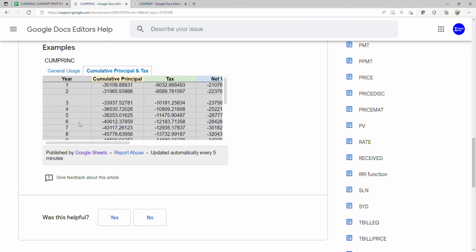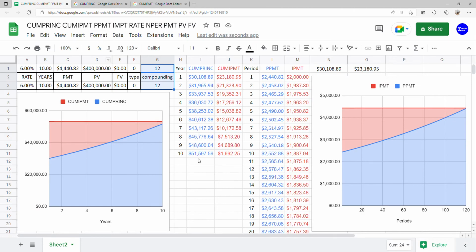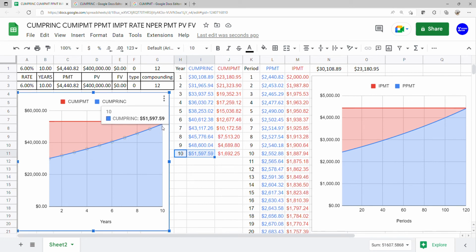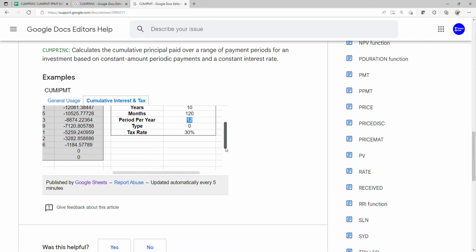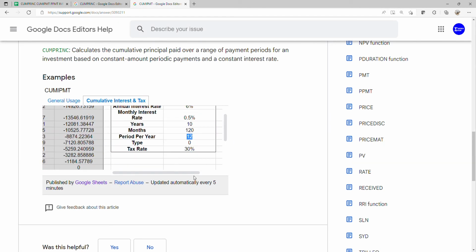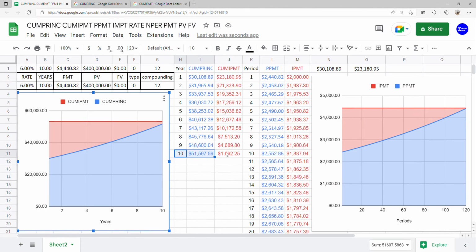The principal. Let's look at the principal on the 10th year. 51,597. What about the interest on the 10th year? So we go to the results. The interest on the 10th year, 1,692.